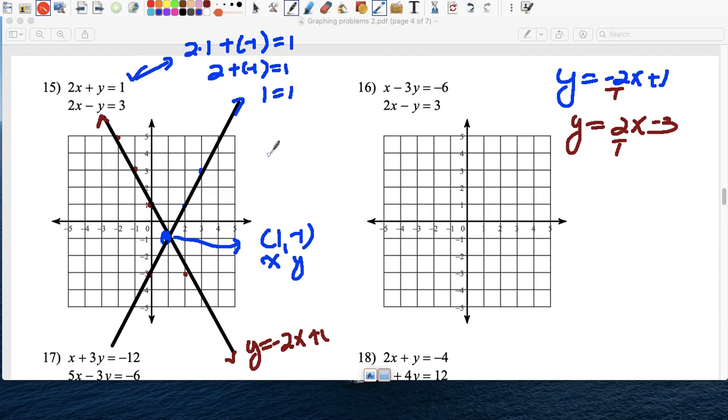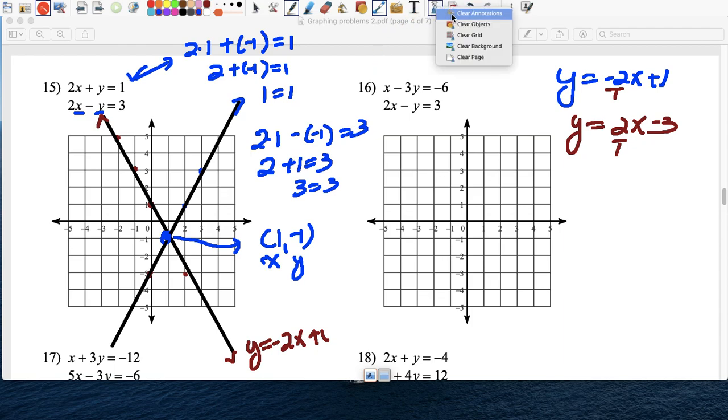The second equation, 2 times 1 minus negative 1 equals 3. So remember, I replaced the x and the y value. 2 times 1 is 2, minus negative 1 means plus 1. And notice that 3 equals 3. So that one's okay.